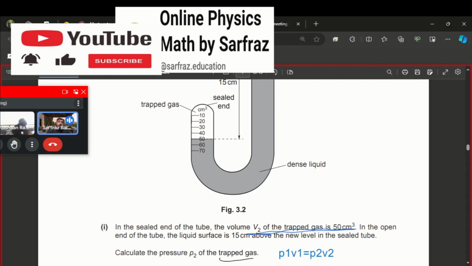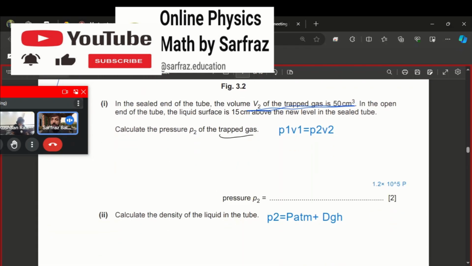So we will use P1 V1 is equal to P2 V2. P1 is atmospheric pressure. V1 is the initial volume, which was 60 centimeter cube. P2 is to be calculated, and V2 is 50 centimeter cube. So we will just substitute the values and we will get the answer. So here P1 is 1 times 10 raised to the power 5 times 60 centimeter cube, which is equal to P2, which is being calculated, times V2, which is 50 centimeter cube.